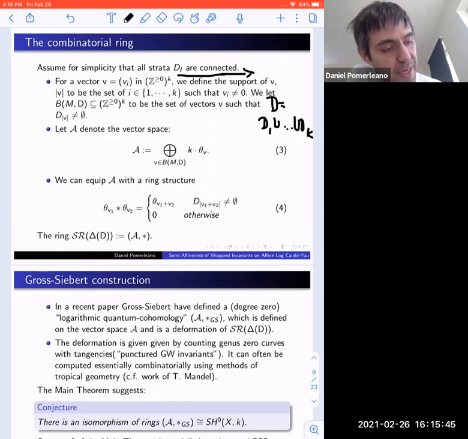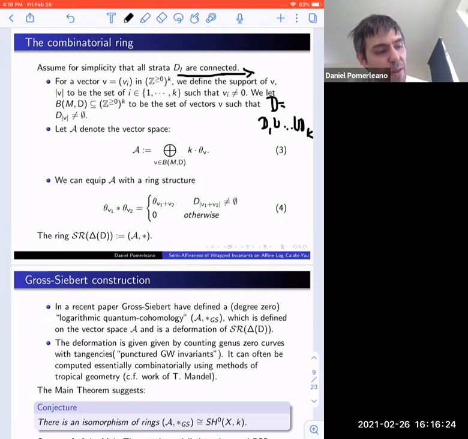So it has a basis indexed by these admissible vectors, and we give A the ring structure where the multiplication of theta v1 times theta v2 is theta v1 plus v2 if the divisor stratum corresponding to v1 plus v2 is also non-empty, and it's 0 otherwise. This vector space equipped with this multiplication is the Stanley-Reisner ring.